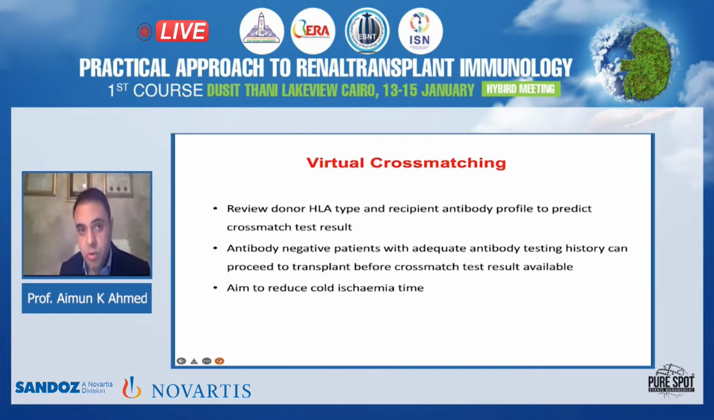Many programs use the virtual cross-match, and the basis of the virtual cross-match is reviewing the donor HLA type and the recipient antibody profile to predict the cross-match result. Antibody negative patients with adequate antibody screening and testing history can proceed to transplantation before an actual cross-match result is available. That can immensely help to reduce the cold ischemia time. So a recipient with a well-documented HLA antibody profile history would be able to have a virtual cross-match and proceed.